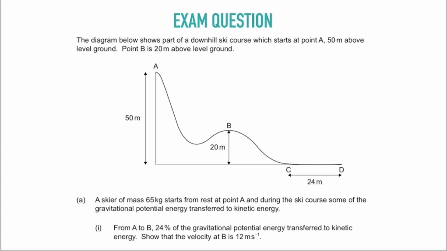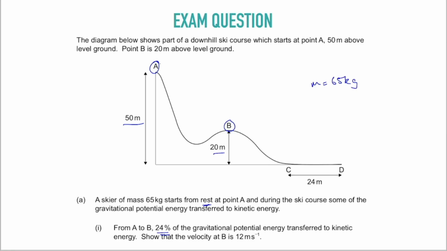The diagram below shows part of a downhill ski course, which starts at point A, which is 50 metres above the level ground. Point B is 20 metres above the level ground. A skier of mass 65 kilograms starts from rest at point A, so that means it's got no kinetic energy. And during the ski course, some of the gravitational potential energy transfers to kinetic energy. From A to B, 24% of the gravitational potential energy is transferred to kinetic energy. Show that the velocity at B is 12 metres per second.